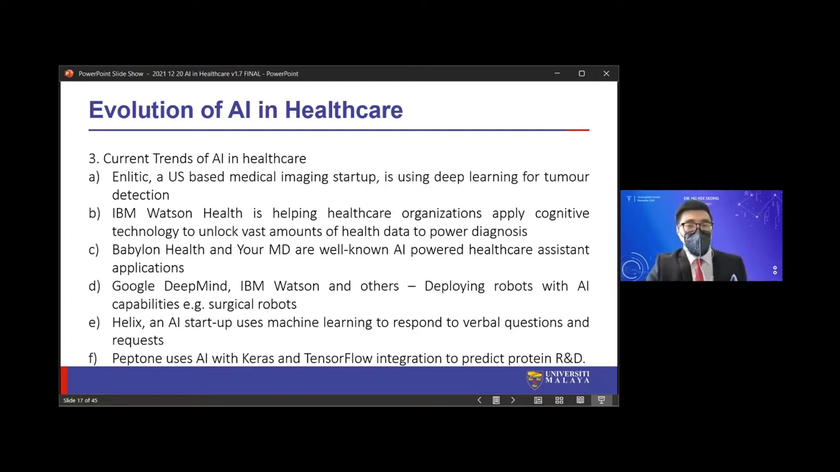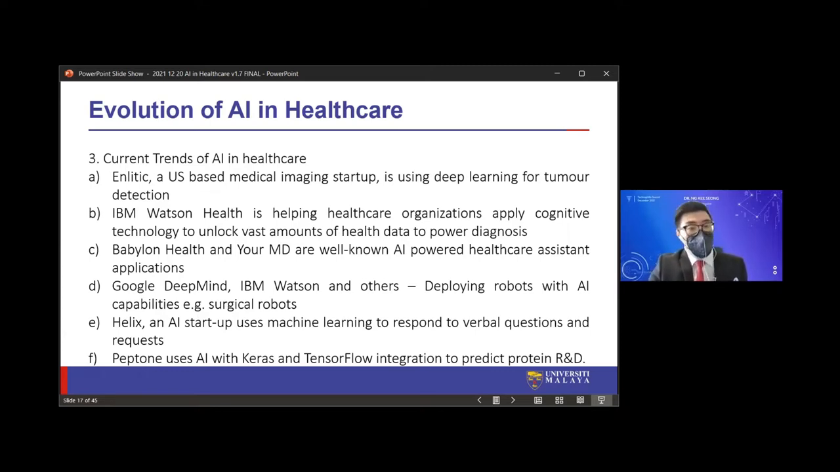So there are other areas where you can see there is a lot of increasing AI work being done. For example, Analytic, a US-based medical imaging startup, is using deep learning technology in AI for tumor detection. As I mentioned, IBM Watson is looking at applying cognitive AI technology to unlock the vast amounts of electronic health data to enable evidence-based diagnosis for medical personnel. And there are also other AI-powered healthcare assistant applications, those developed by Babylon Health and YourMD, and even robots with AI capabilities like surgical robots, especially in neurosurgery.